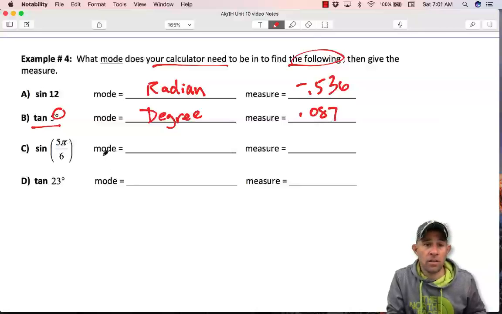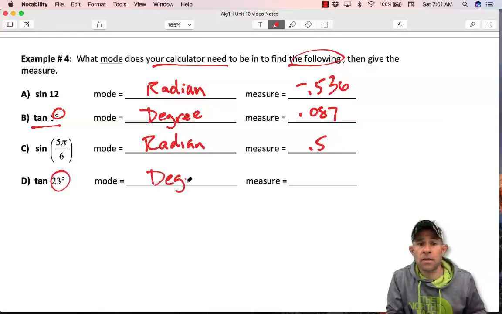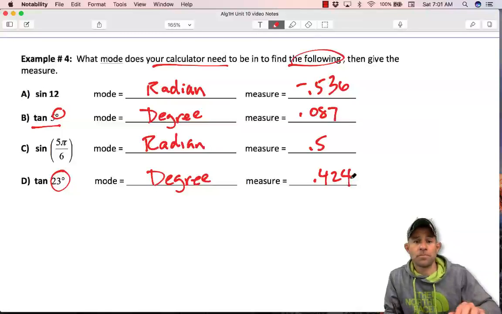Sine of 5 pi over 6 is an indication of radian mode. And our measure there is going to equal 0.5. And then finally, tangent 23 is back to degree. And then we'll get 0.424.